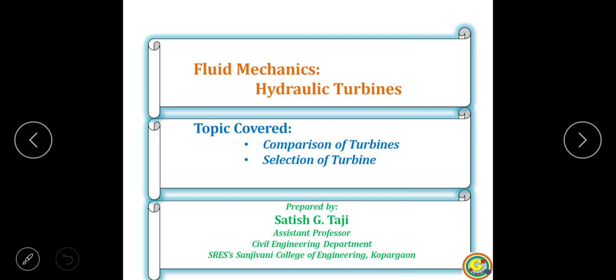In the last class, we have seen governing of turbines using spear gear or deflectors, or using both spear gear and deflectors, either in impulse turbine or reaction turbine, that is Francis turbine or Kaplan turbine. Today in this class we will understand comparison of turbines and selection of turbines. Okay?